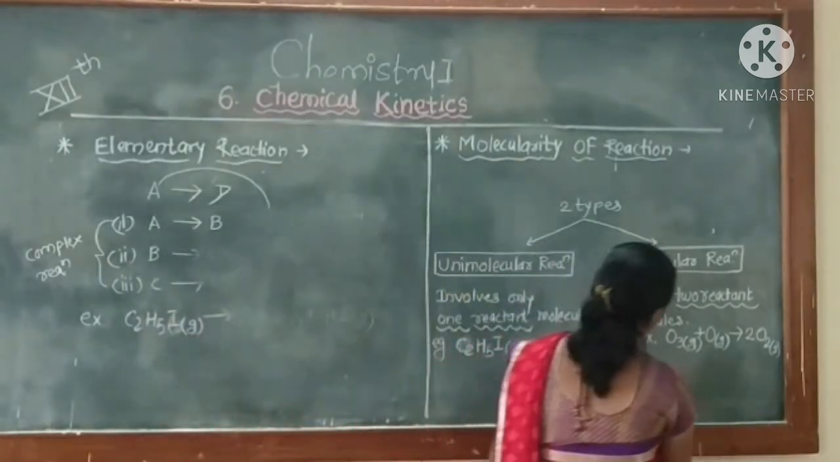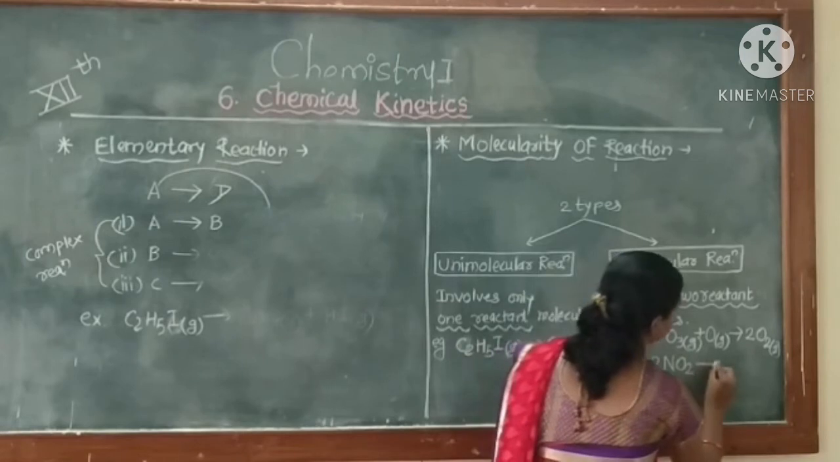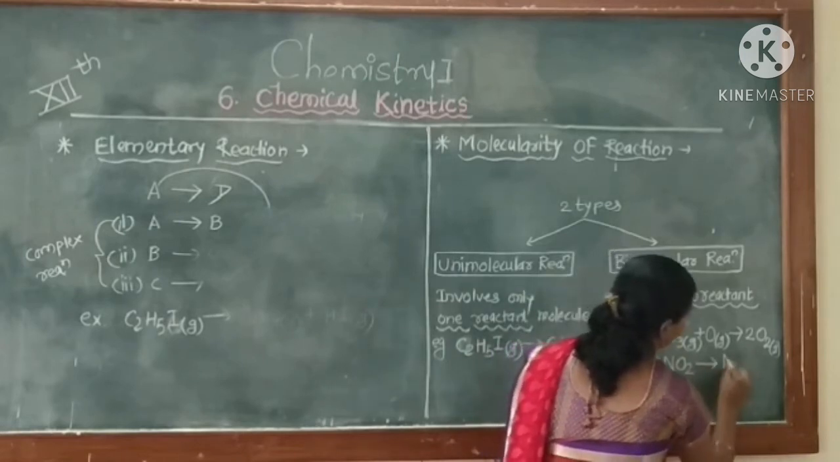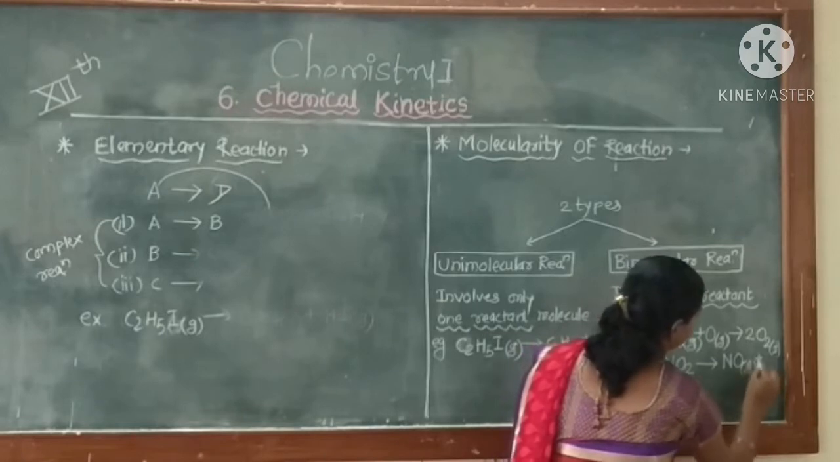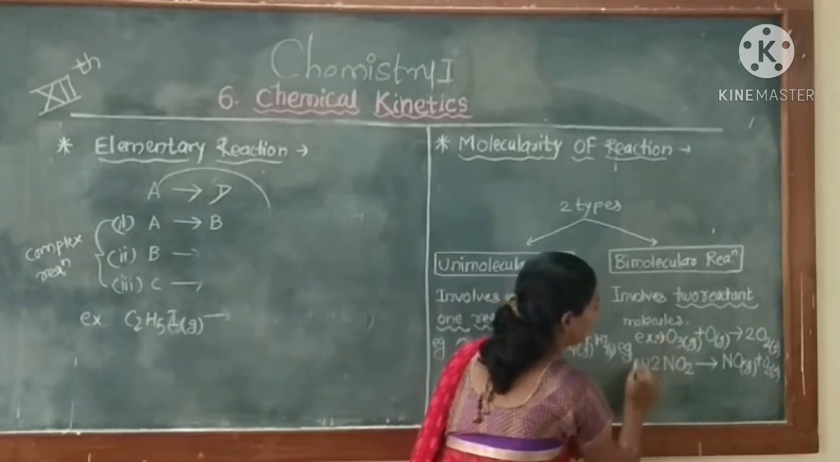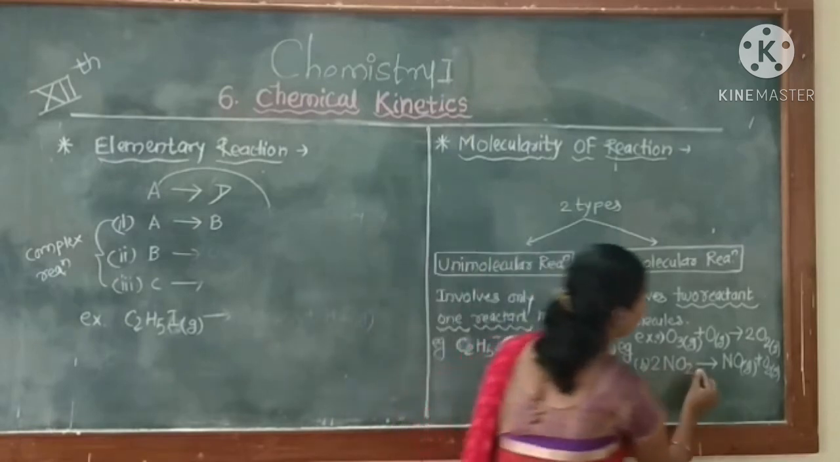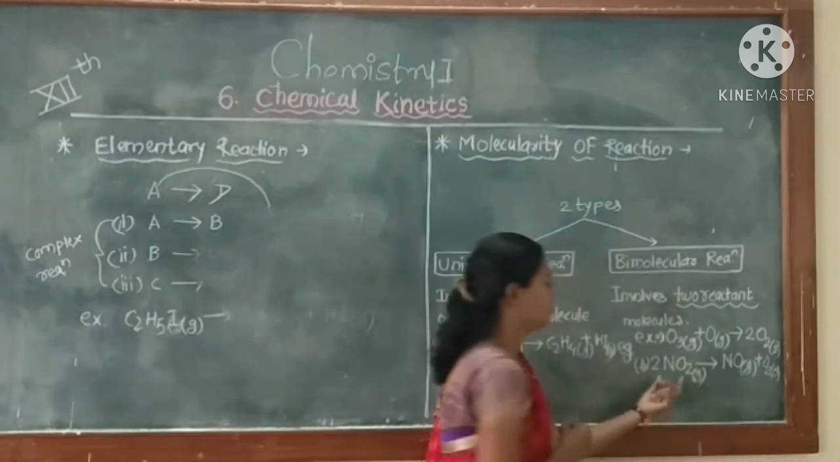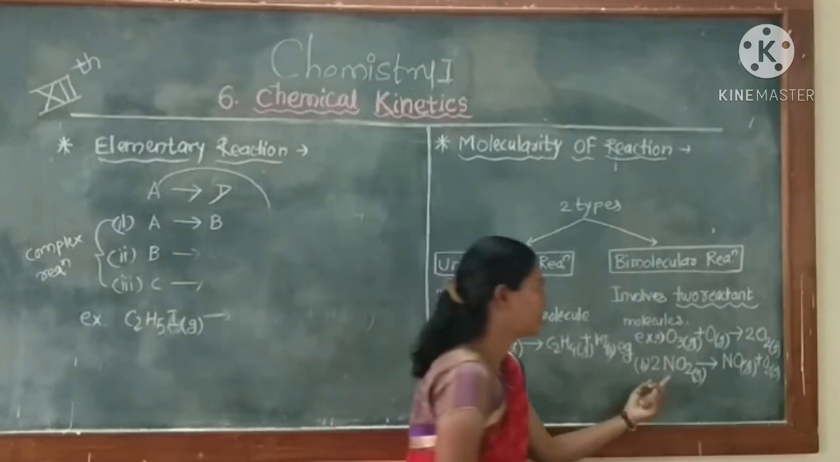Again, if we take another example, NO2 gas gives NO gas plus O2 gas. In this second example, there are two reactant molecules of nitrogen dioxide gas, NO2 gas, which shows a bimolecular reaction.